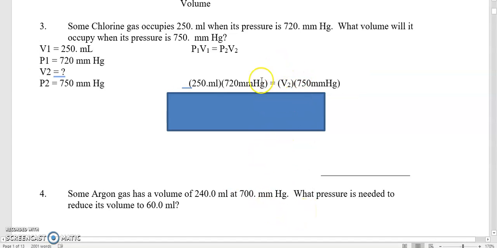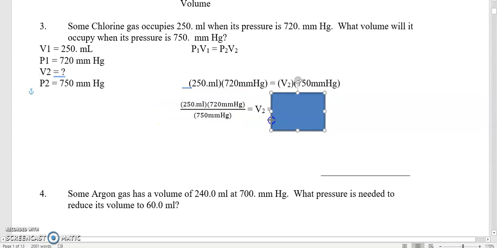And we'll notice that we have V2 as an unknown variable. To get it by its own side, we just divide by 750 on both sides. It's going to look a little bit like this: 250 times 720 divided by 750. That's going to give you just V2 on its own side. And if you do all the math correctly, your answer is going to be 240 milliliters. Now, units. How can we look at the units this way? Well, we have millimeters mercury divided by millimeters mercury, and they cancel out, so what's left is just volume in milliliters.